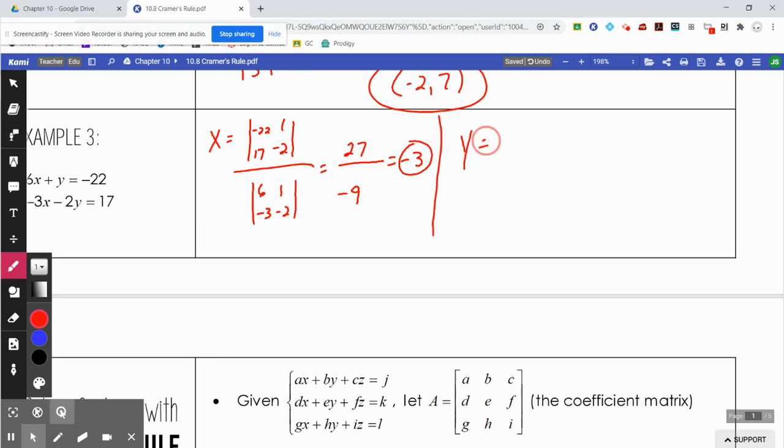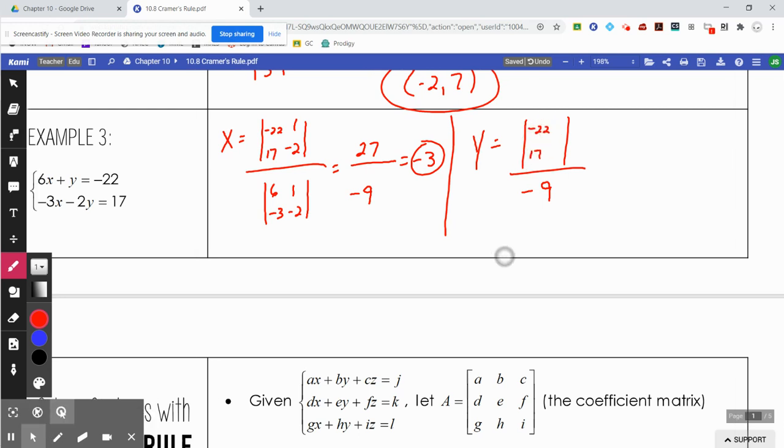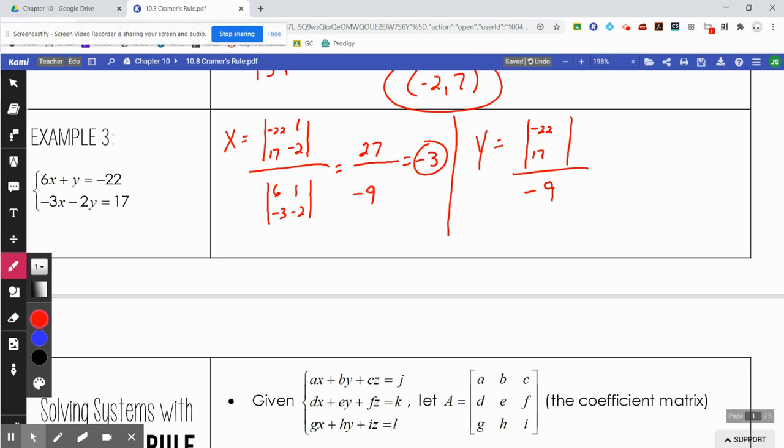Your y value, the bottom is the same. So if you just want to put the negative 9 on the bottom, because that determinant is going to be the same. On top, your x column stays the same, negative 22 and 17, from your coefficient matrix.